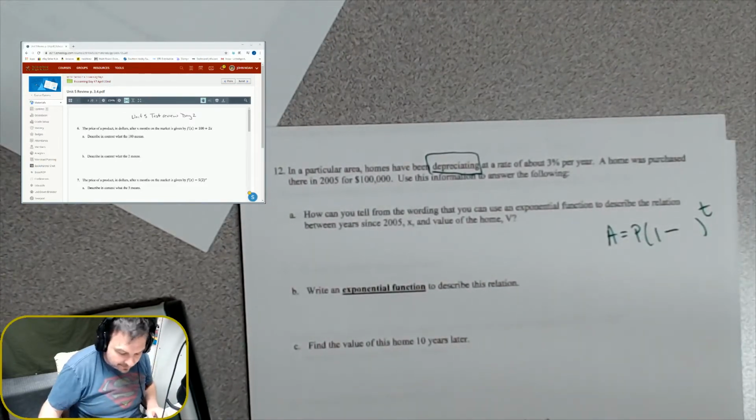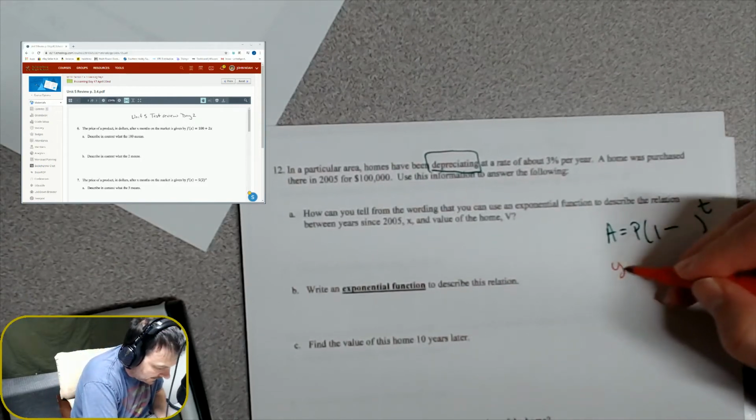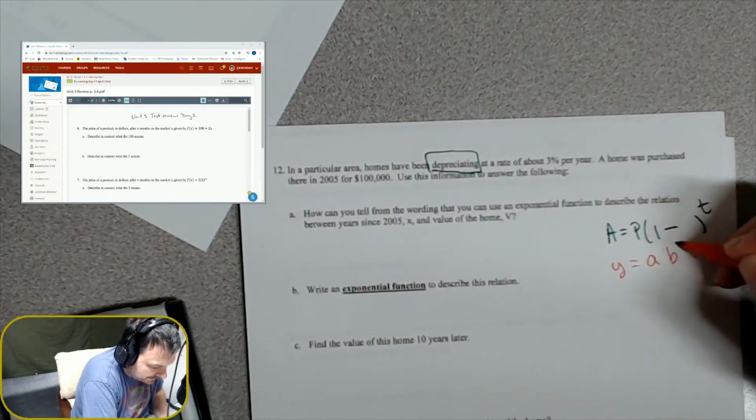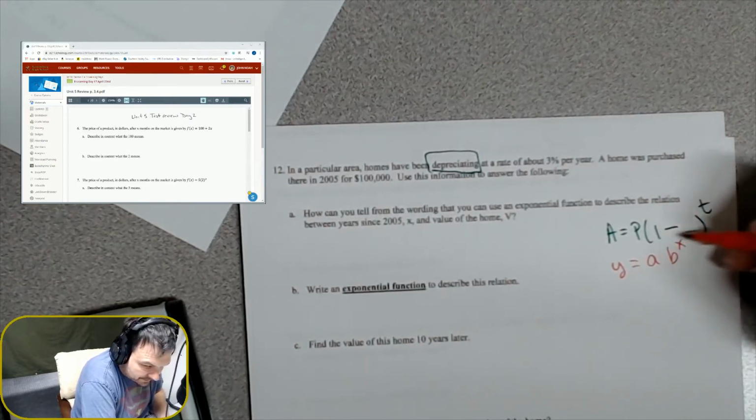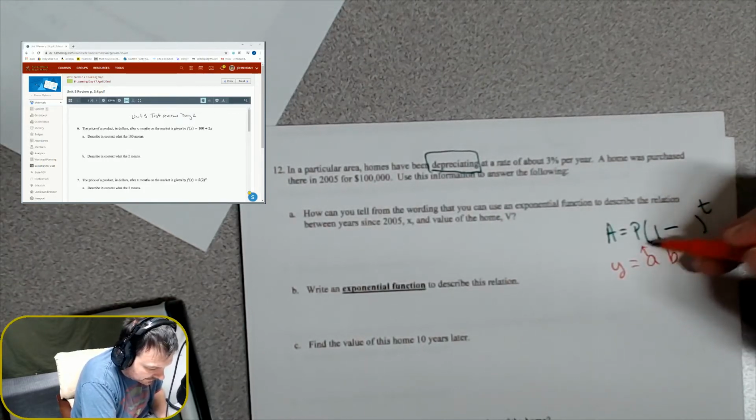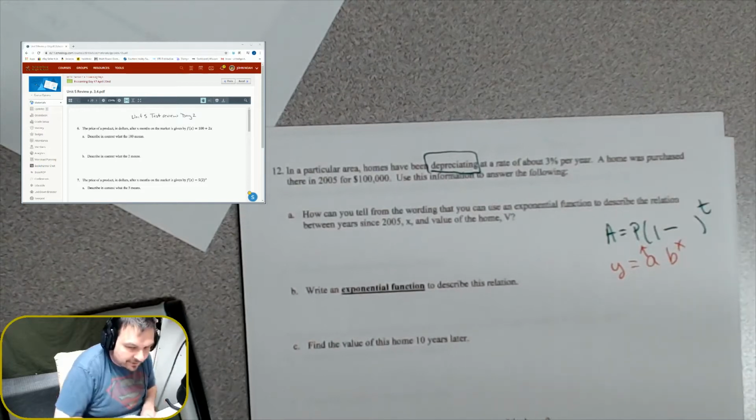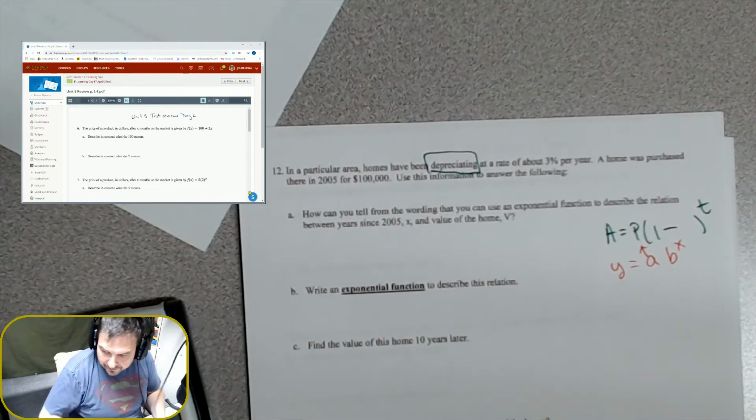And it's still following, let me change colors here, it's still following our form, y equals ab to the x. B is what's inside the parentheses. A is this thing right there. And x is t in this problem. You see, it's still a formula, just like y equals mx plus b.